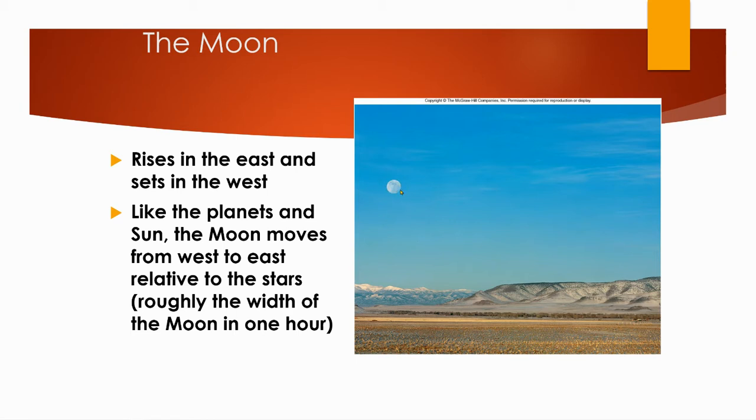And it takes about an hour for the moon to move one of its widths. So if we came back in an hour, the moon would be sitting right here. Next hour, it would be over here. So it takes about an hour for it to move its width through the sky.